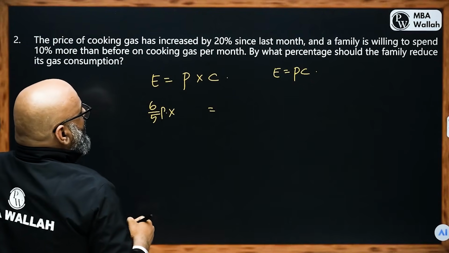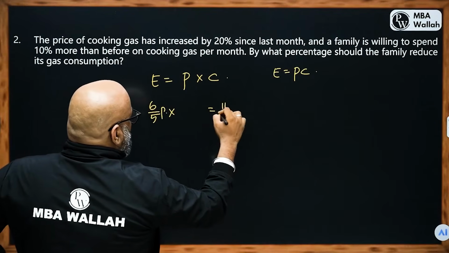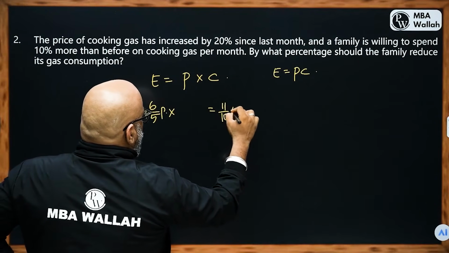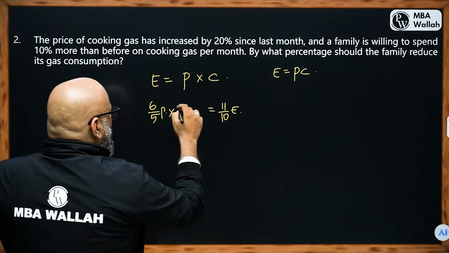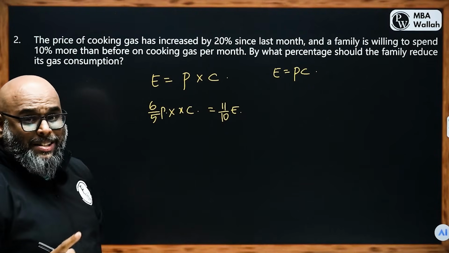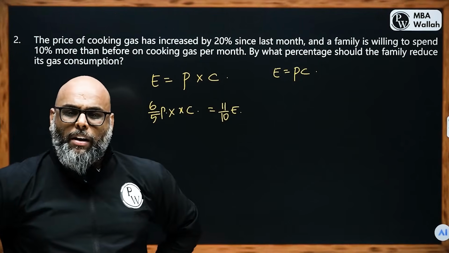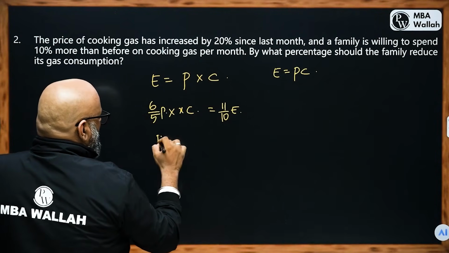Let's say my expenditure will be 10% more, which is 11/10 of my expenditure, 11 by 10E. Now there is going to be some X into C here. I don't know what that X is. What is going to be the value there? We'll have to figure out. So I can take out P into C here.